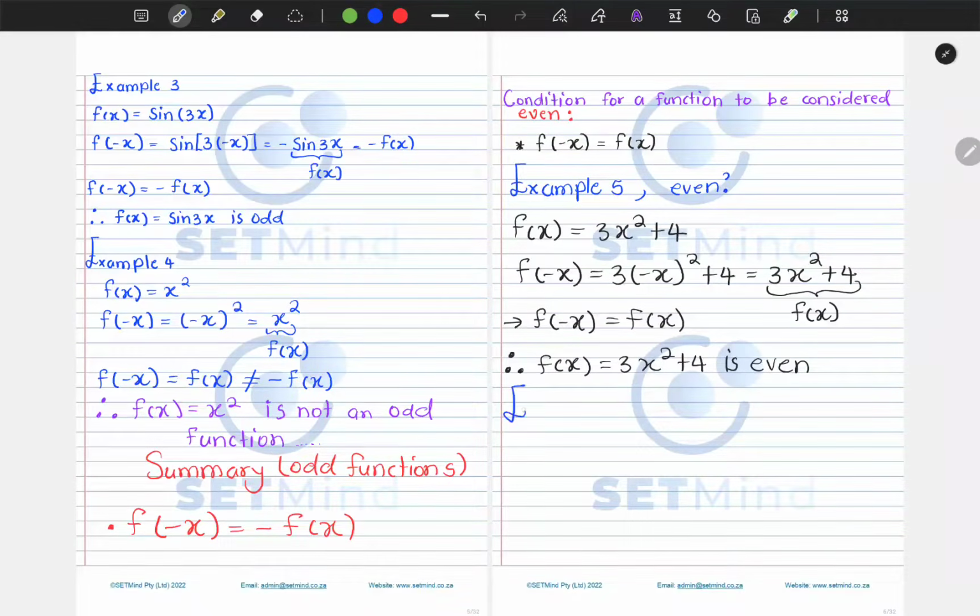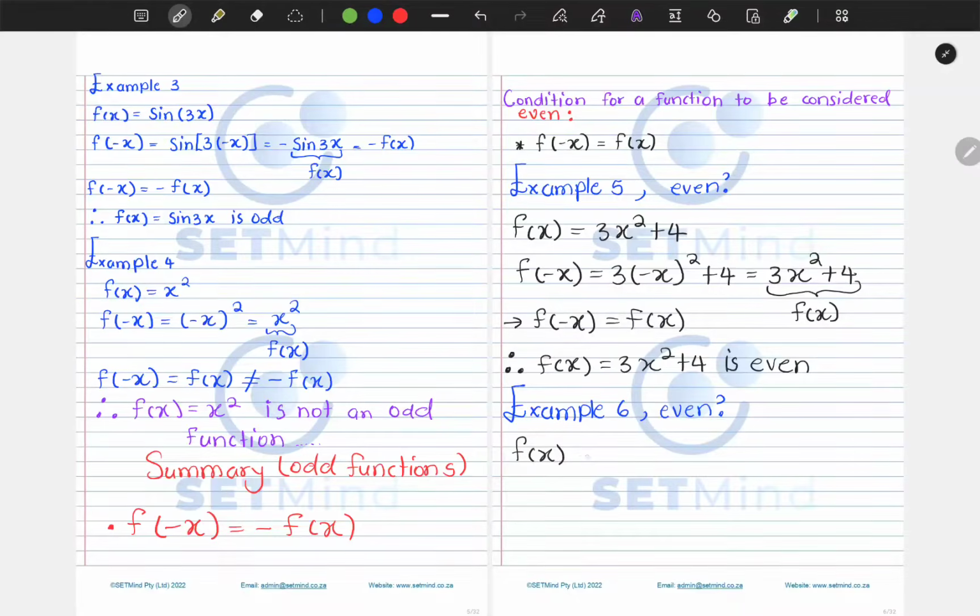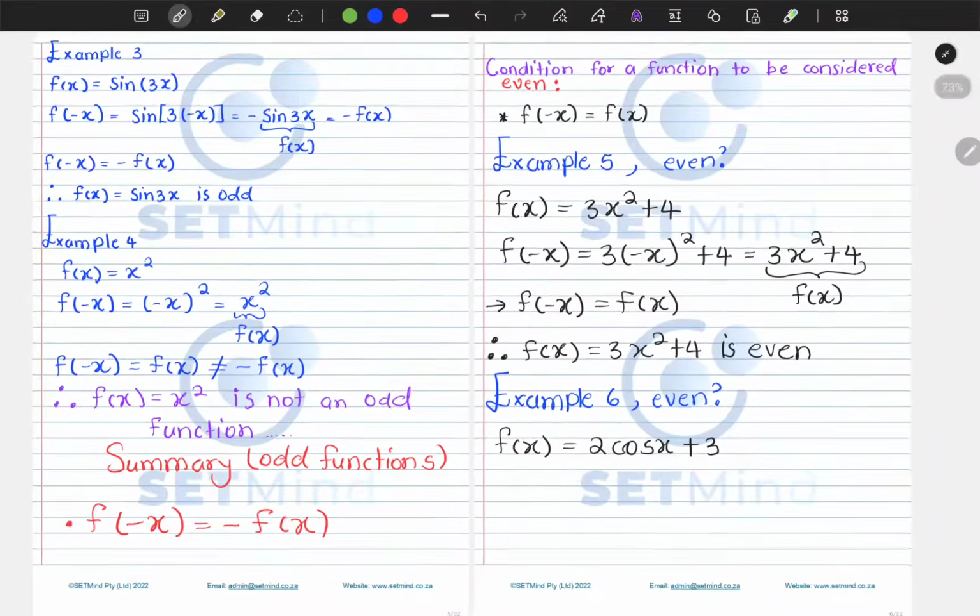Let's have a look at another example. We'll call it example 6. And the question still stands, is this even? Is it an even function? And the function that we are going to be looking at is f of x equals 2 cos of x plus 3.